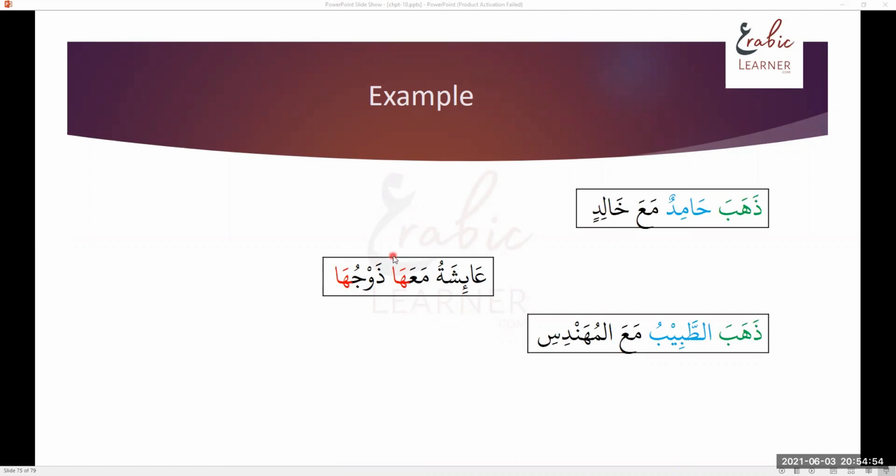I told you that khabar is also Jumla Ismiya, right? I think I took it day before yesterday. So this itself is a khabar. Jumla Ismiya is the khabar. Now, ma'aha zawjuha, you can do further analysis. Since this itself is a Jumla Ismiya, it will also have its own mubtada and its own khabar.